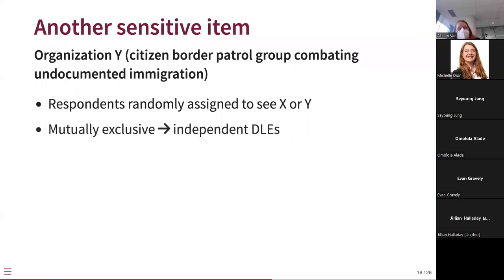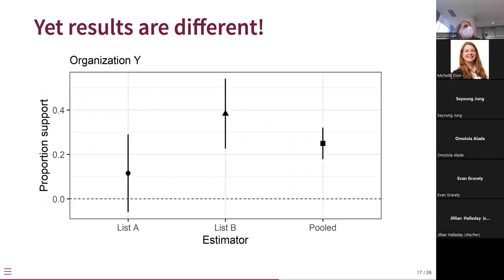We can think about this as two completely independent double list experiments. Everything else in the survey is the same. The list A and list B are the same. Everyone's being randomly assigned to list A, B in all these different ways. There's randomization throughout. So nothing else to change other than the fact that we now have organization Y instead of organization X. Yet the results are different.